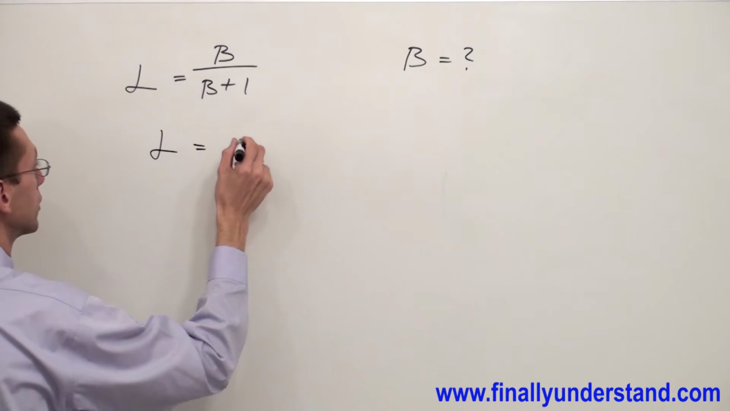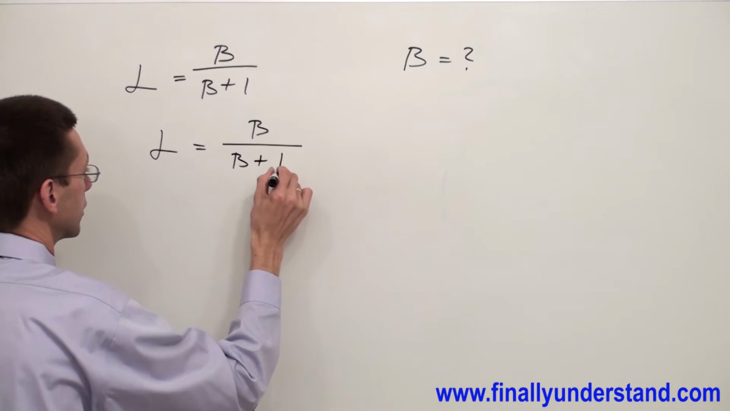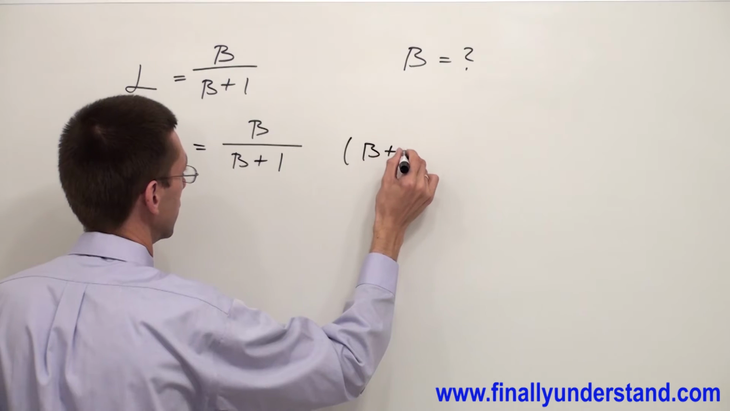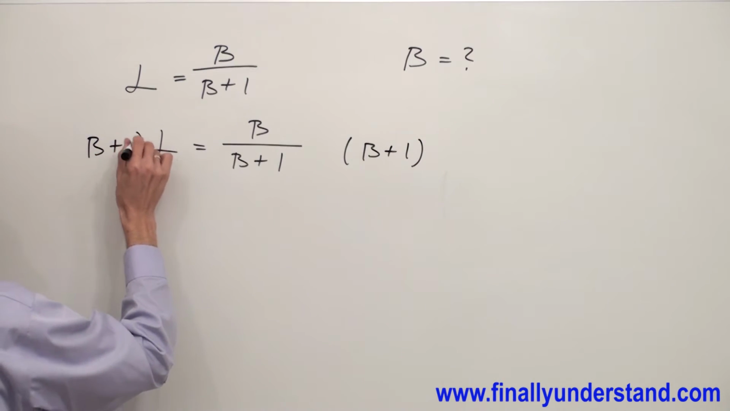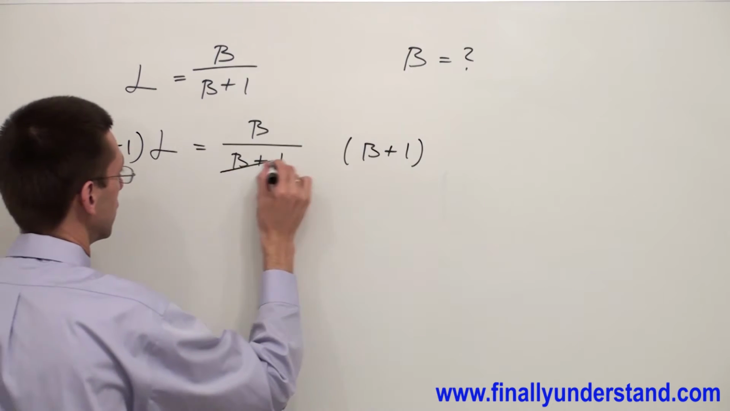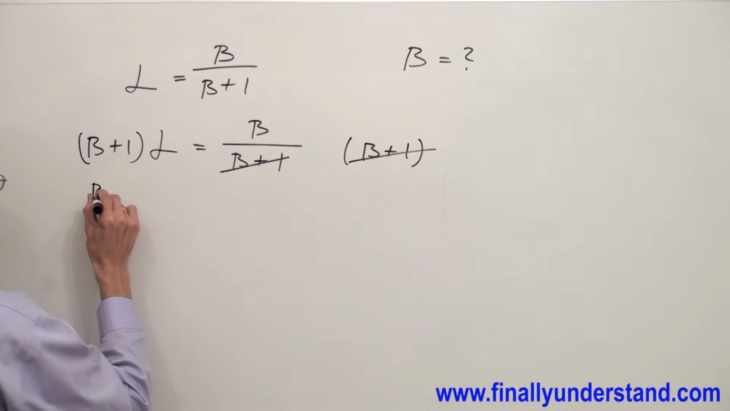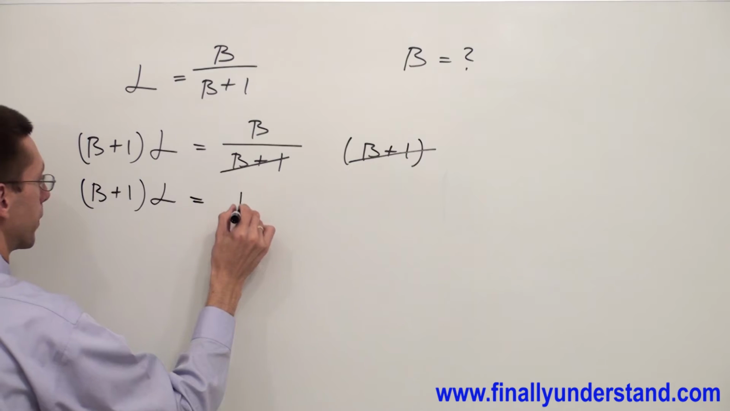So I have alpha equals beta over beta plus 1. Multiply both sides of the equation by the denominator, beta plus 1. Beta plus 1 and beta plus 1 will cancel out, and I have beta plus 1 times alpha is equal to beta.